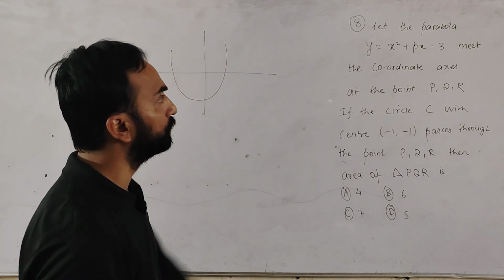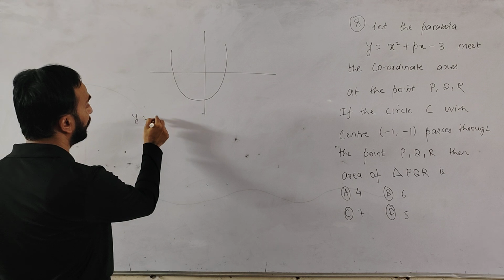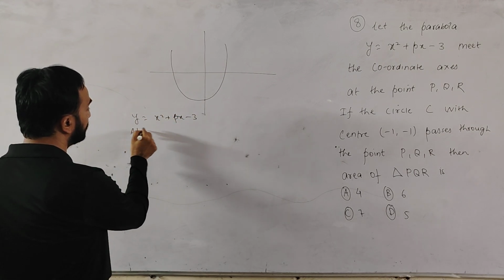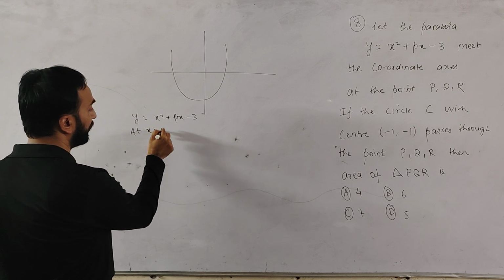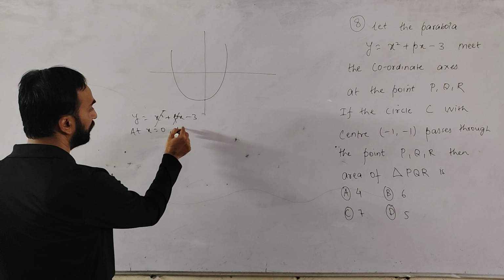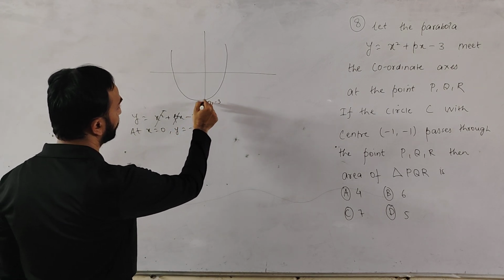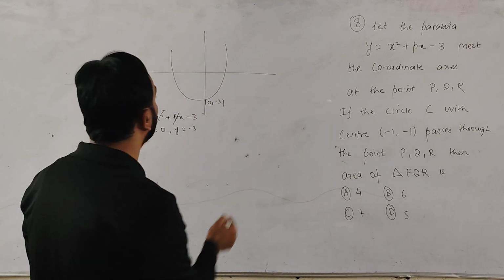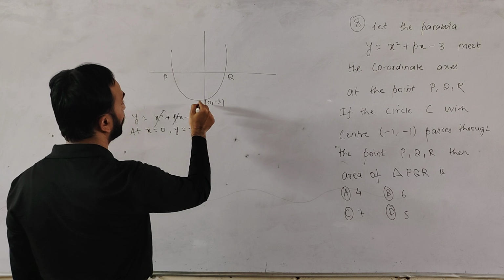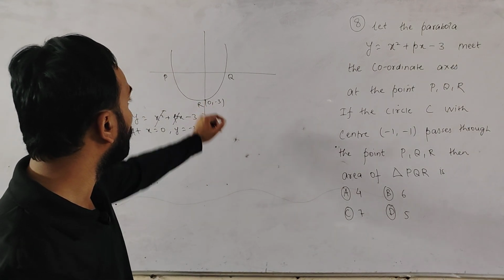Here the x coordinate is 0, so in the equation y is equal to x square plus px minus 3, if I put x is equal to 0, this will become 0, this will become 0, so y will become minus 3. So this point is obviously (0, -3). Let's suppose I assume this point as P, this point as Q, and this point as R. So one of the coordinates we got is (0, -3).